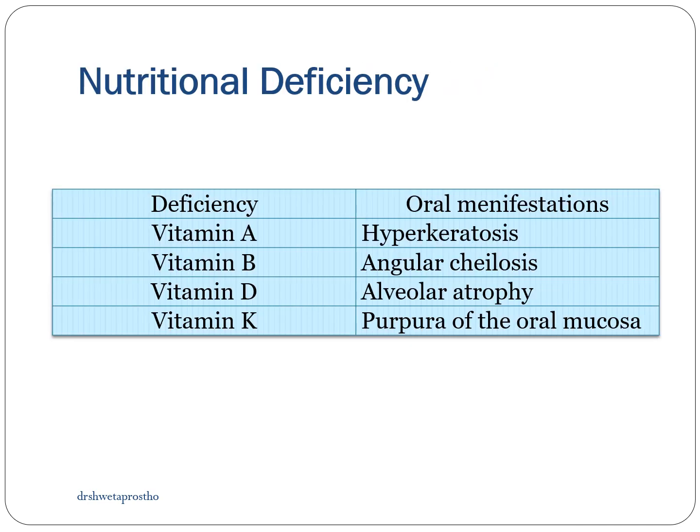If we talk about the nutritional deficiencies, vitamin A causes hyperkeratosis, vitamin B causes angular cheilosis, vitamin D causes alveolar atrophy, vitamin K causes mucosal lesions. It is a very important topic for the postgraduates. Long or short notes can be asked from this topic for the postgraduate students.